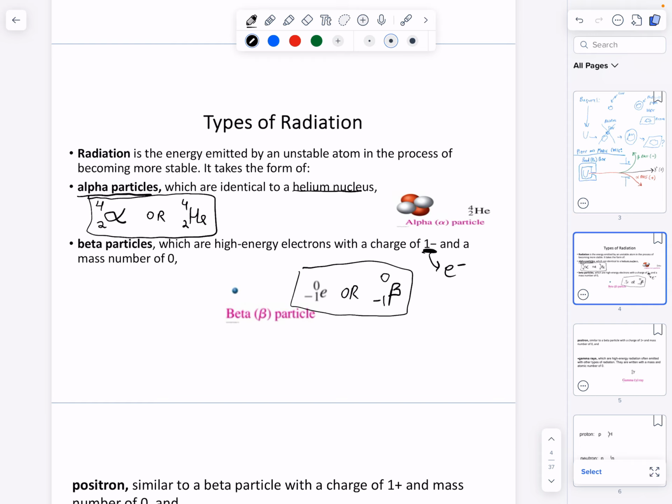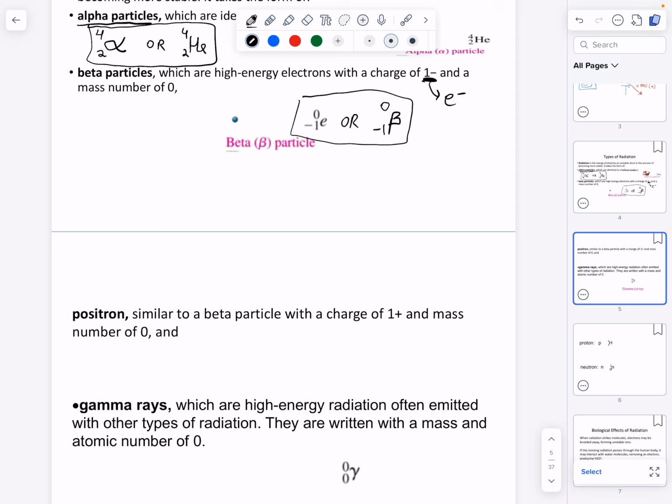Now, the next one. They found out there is also something that looks like an electron, but it has a positive charge, and they named it positron. Positron means positive electron, and the positive electron is written as electron with a plus. This one is positive, but it's not a proton and not a neutron. Or if you want to use the beta symbol, you can use beta, positive, 0. And that is called the positron.